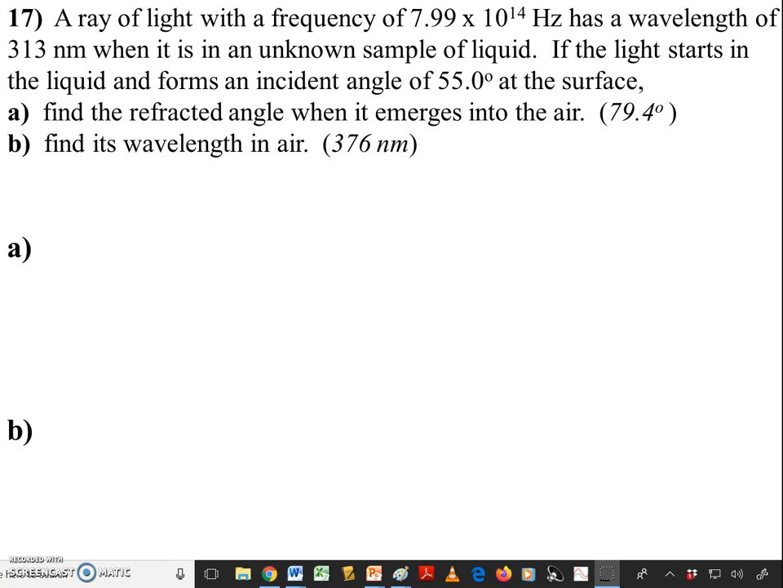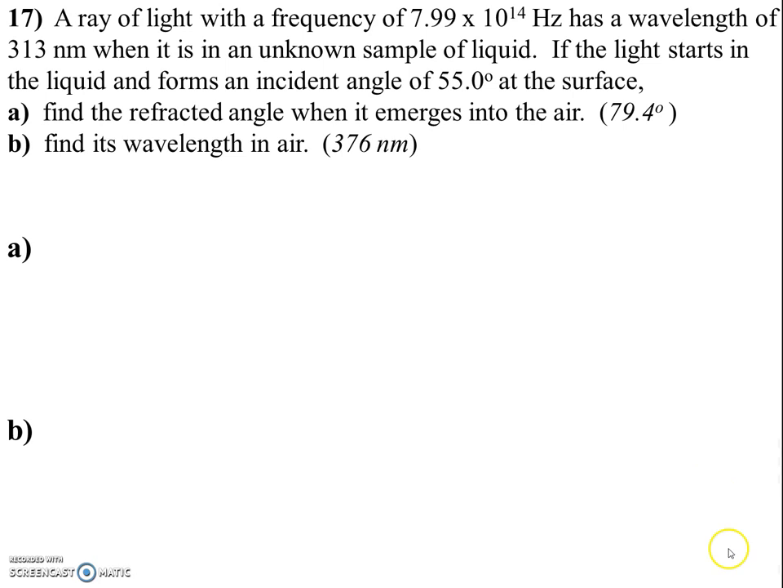Luckily, we have an equation for that: n equals c over v. The problem is we don't have v, right? We're not given the speed of light in this liquid. So really the first thing we want to do is find the speed of light in this liquid. So we look at what's given here, and we realize that we can use v equals f lambda.